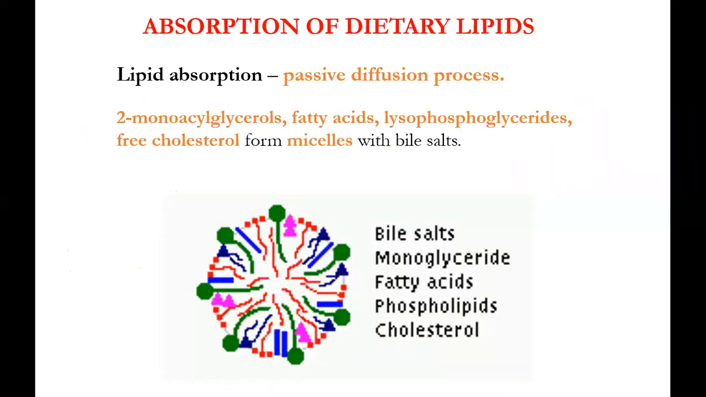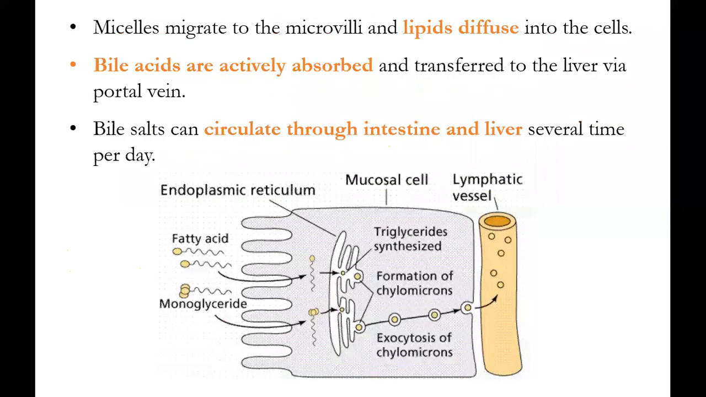So absorption of fat, we say that it's just via simple diffusion. You have a passive diffusion process because they are fat soluble. So the monoglycerides, fatty acids, lysophospholipids, and free cholesterol will form micelles. In micelles, you have a combination of phospholipids and a bit of bile salts and these molecules coming from fat digestion. Then they'll be transported to the enterocytes for absorption.